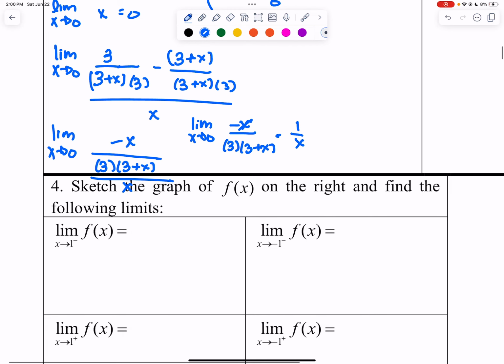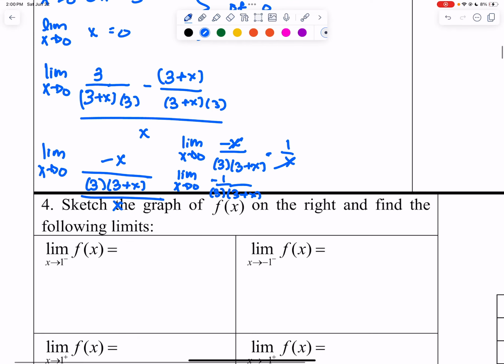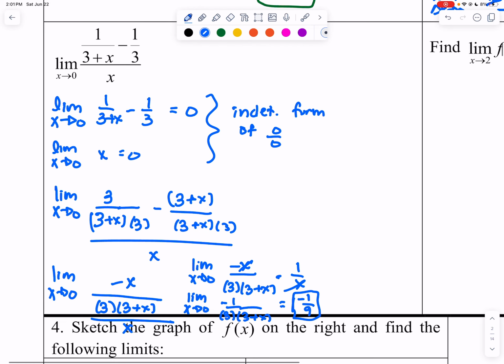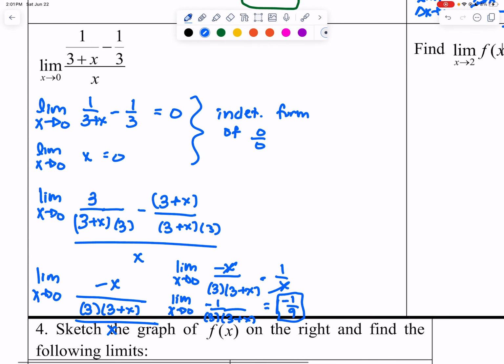Notice that the x's will cancel out now, so now I'm just left with the limit as x approaches 0 of negative 1 over 3 plus x. I know I don't have a lot of space, but now I can do direct substitution. That's going to give me negative 1/9. So here I made it into one fraction and then call it a day.